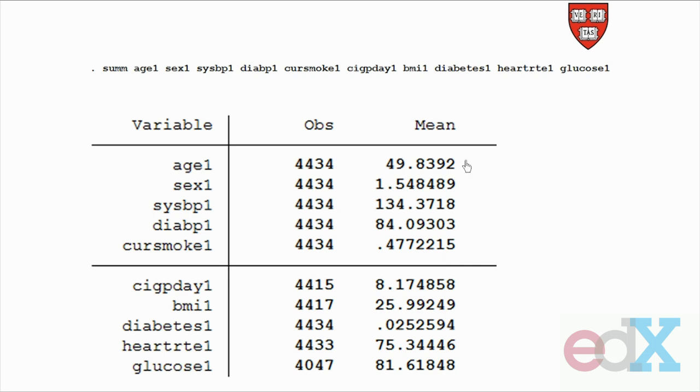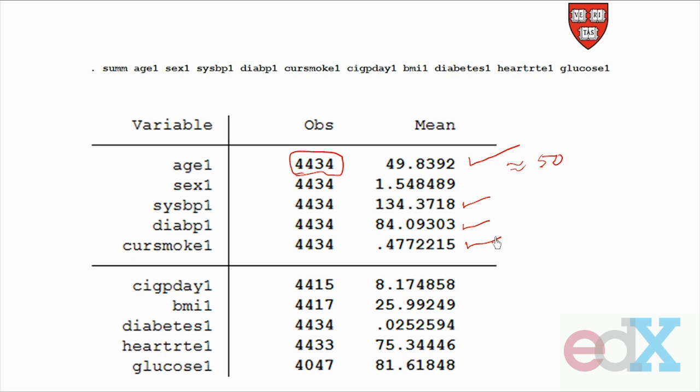So at the first visit, the age, there were 4,434 people who came, and the age had a mean of 49.83, so roughly 50. So the average age was about 50. The systolic blood pressure, let's skip sex for a minute, the systolic blood pressure was 134. The diastolic averaged out at 84.